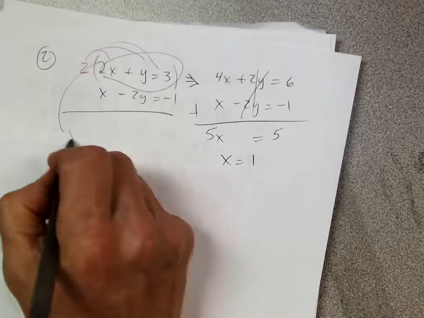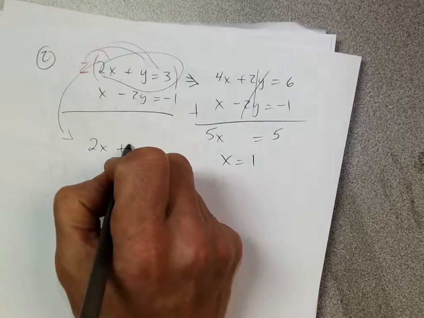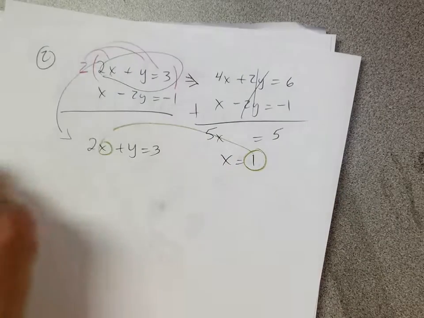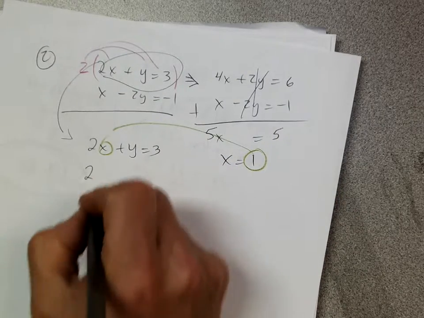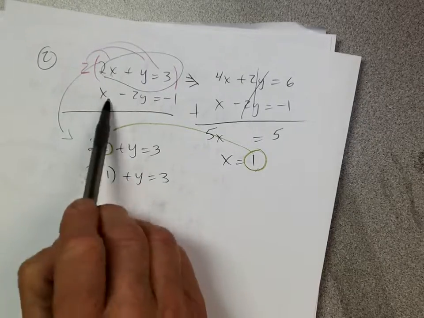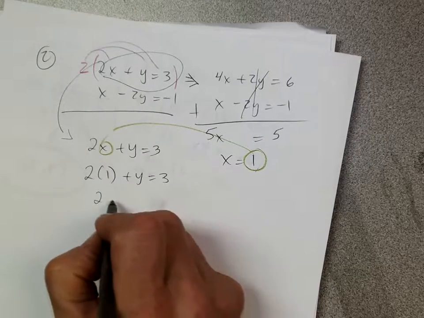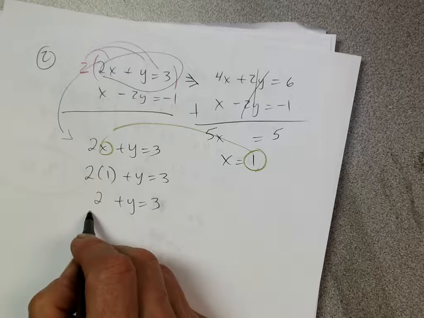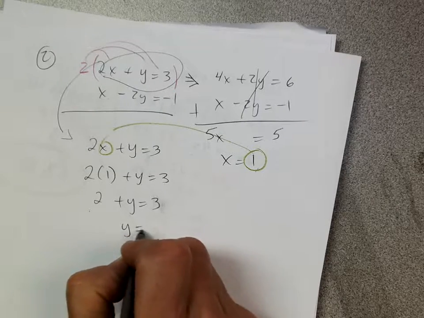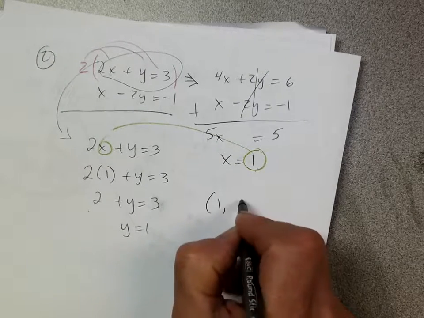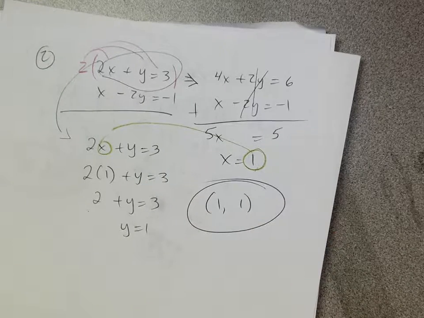So we'll take our 2x plus y equals 3. And we'll take our 1 and put it right in for x, okay? So we'll go 2 times 1 plus y equals 3. Because I put the 1 in for x. 2 plus y equals 3, right? Minus 2, minus 2, y is 1. Okay, now that answer is a point. So our answer is 1, 1. Okay? Thumbs up? Thumbs up, good. Okay.